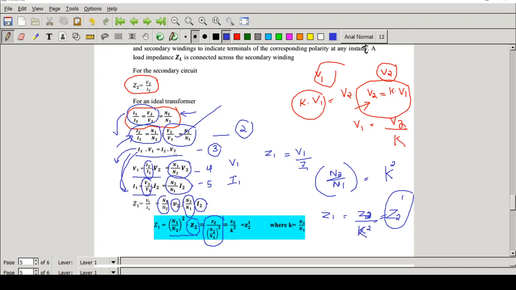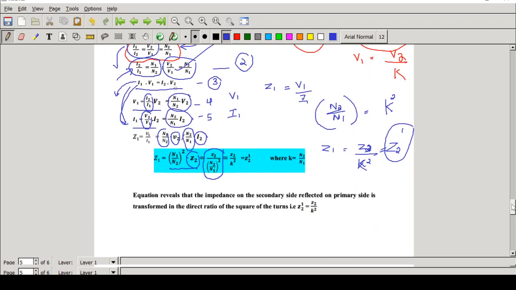Now let's take the other case. That is, suppose I want to transfer impedance the other way around. Now we were transferring secondary to primary, right? Now suppose I want to transfer primary to secondary. How will you do that? The primary impedance is Z1. Now I want to refer it to the secondary, so it will change to Z1 dash. That will be equal to K squared into Z1. See the difference? You should clearly understand how the impedance changes when you transfer it from secondary to primary as well as primary to secondary.